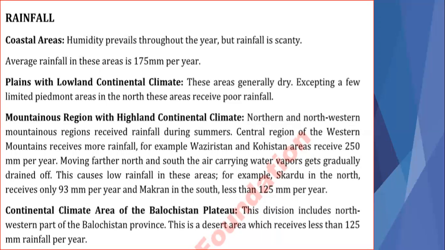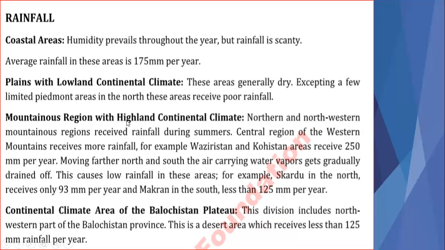Then plains with lowland continental climate. These areas are mostly dry and barren with low rainfall, and except for a few limited mountain areas in the northeast, they receive low rainfall. We discussed that these are mostly dry, arid, barren, and low rainfall. So the area receives poor rainfall.